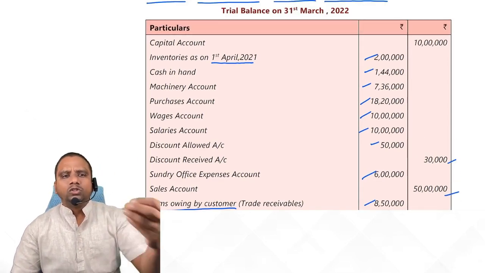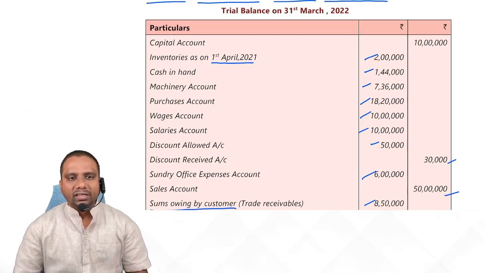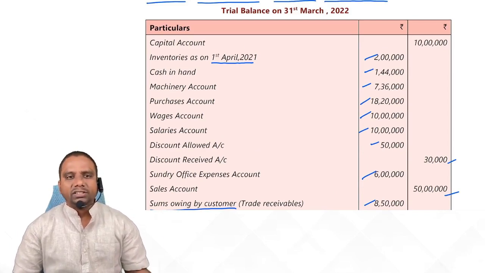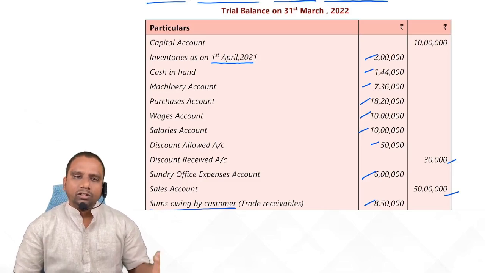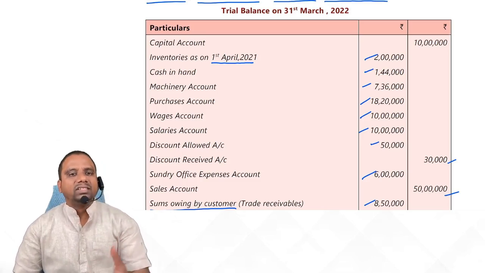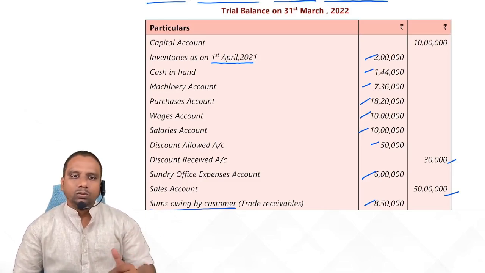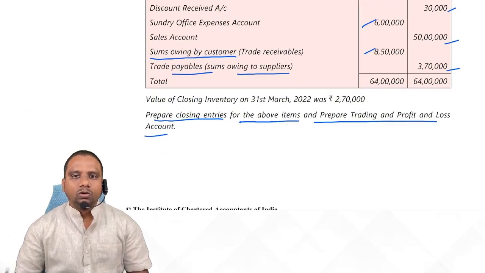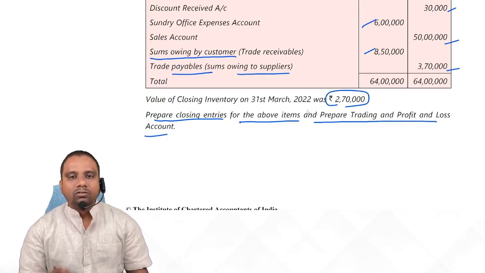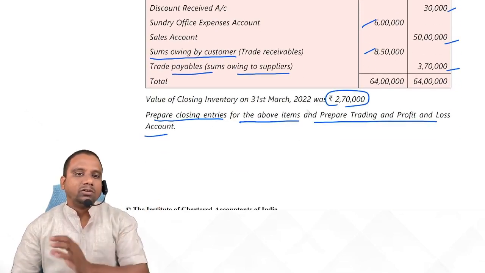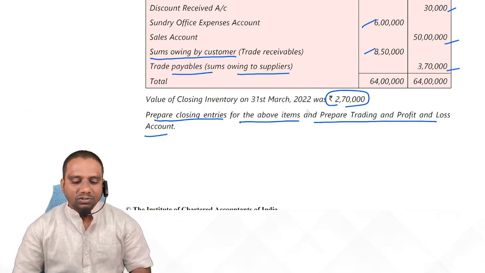So whatever items you transfer to the trading account, record the entry. Suppose opening stock, purchases: the entry is trading account debit to opening stock account, purchases account, wages account like that. Now transferring sales. Sales account debit to trading account. Now here they are giving closing inventory. For closing inventory, what is the entry we record? Closing inventory account debit to trading account.